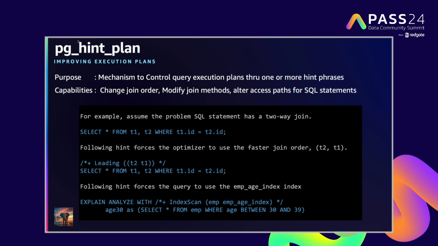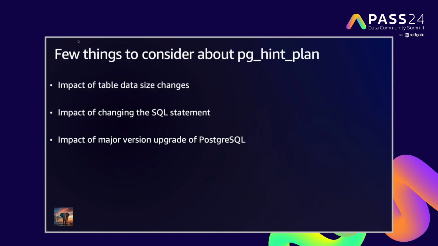So it's a way of providing hints to SQL statements so that you can force an execution plan on a statement. This is good and bad. Good in the sense that you can get a plan you want, which is optimal for your particular data. However, once your data volumes grow, it might not end up being the best plan for that statement. So you've got to be careful as you use pg_hint_plan. You have to be mindful of the table data size changes. If you change the SQL statement, like the table name or something like that, the hint might not work. And anytime you do major version upgrades, it might change the functionality and the hints might not work as you intended, okay?